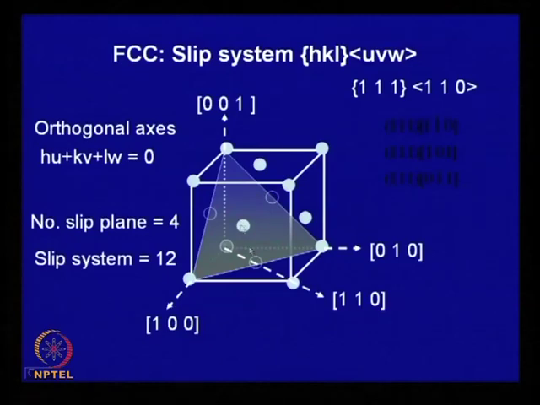Now, cubic axes are orthogonal, and in an orthogonal crystal there is a very simple relationship between the Miller indices of the plane and the Miller indices representing the direction, which is shown here: HU plus KV plus LW equals zero. Now, the slip plane here is 1 1 1, this is the octahedral plane.